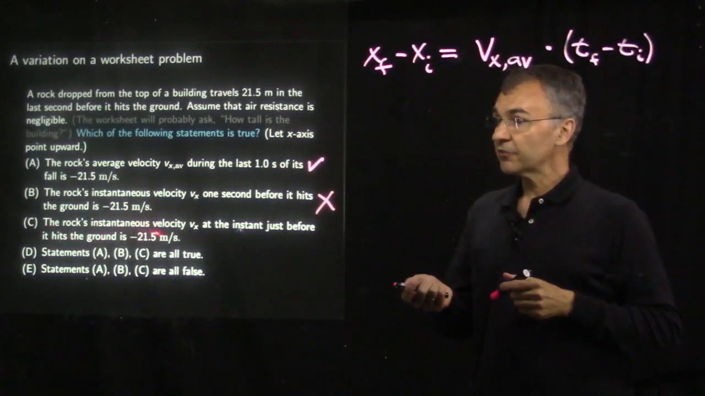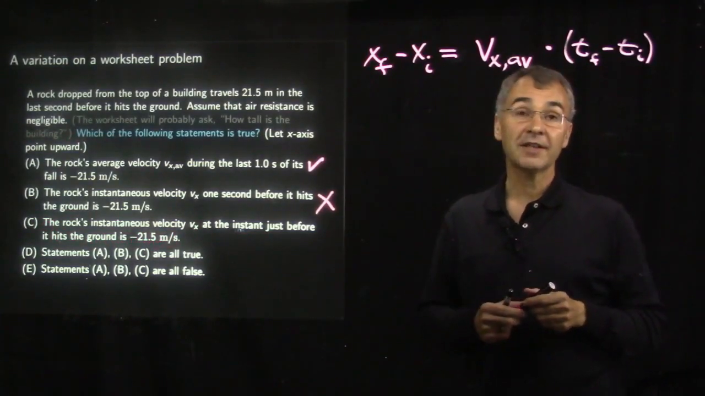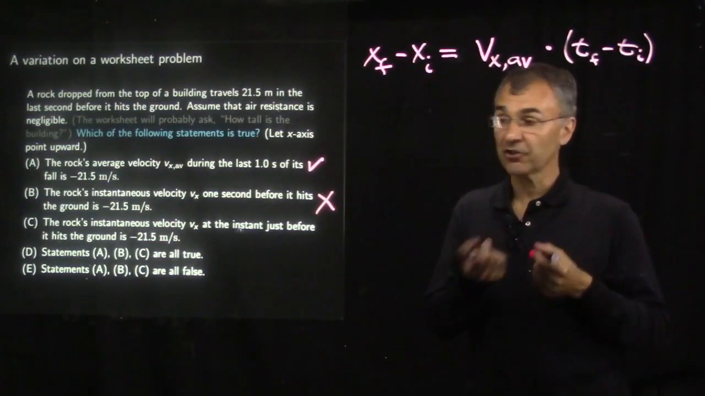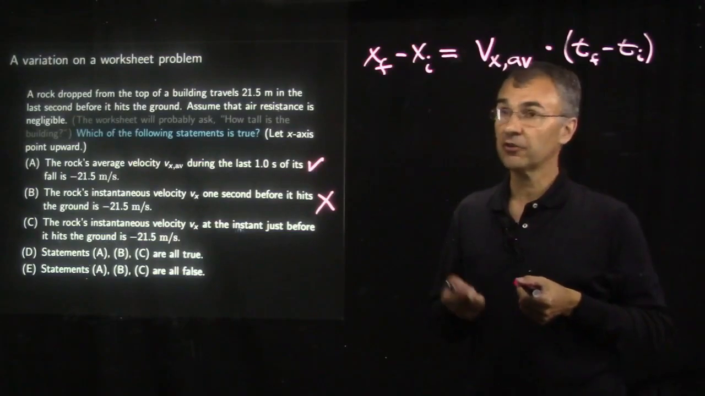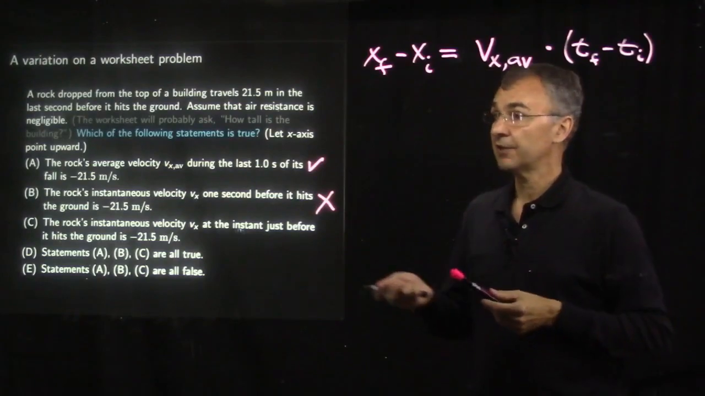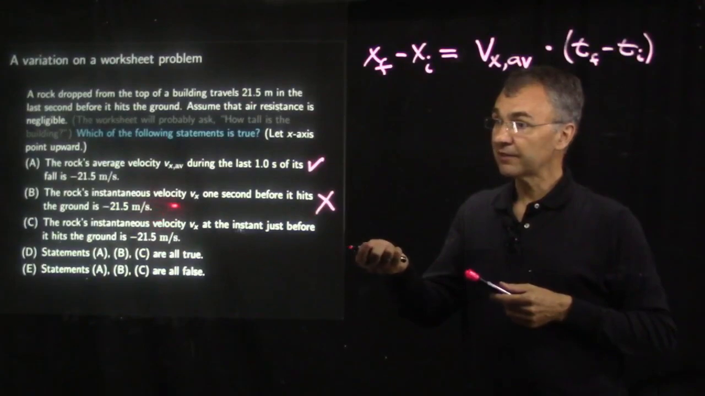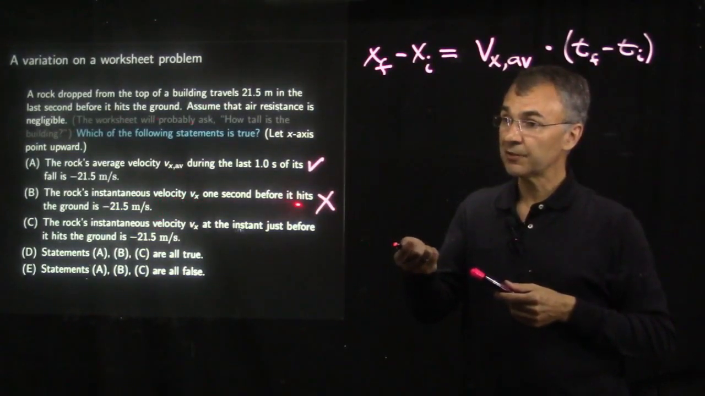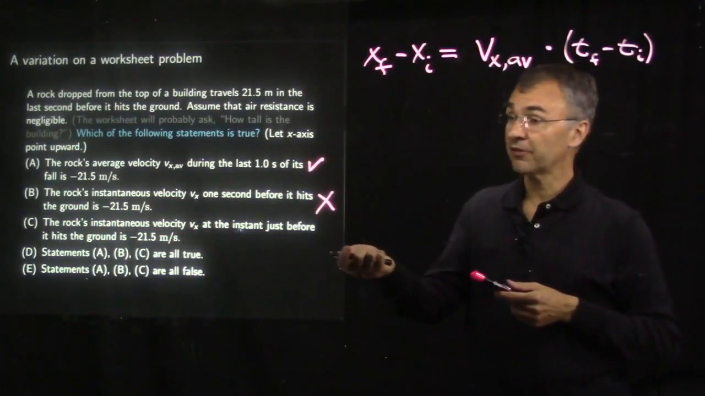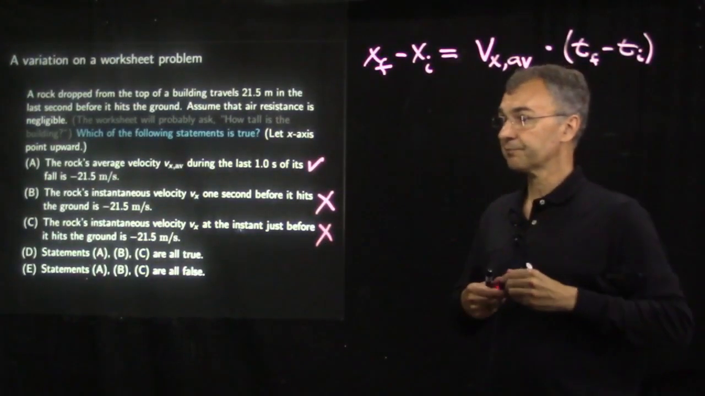The rock's instantaneous velocity, v sub x, at the instant just before it hits the ground is minus 21.5 meters per second. I think that's false also because the instant just before it hits the ground it is actually moving faster than 21.5 meters per second. Because if its average velocity during that last 1 second of its travel is 21.5 meters per second downward, then it's moving downward at less than 21.5 meters per second 1 second before, and it's moving downward at more than 21.5 meters per second the instant just before it hits the ground. So I think that's also a wrong statement.